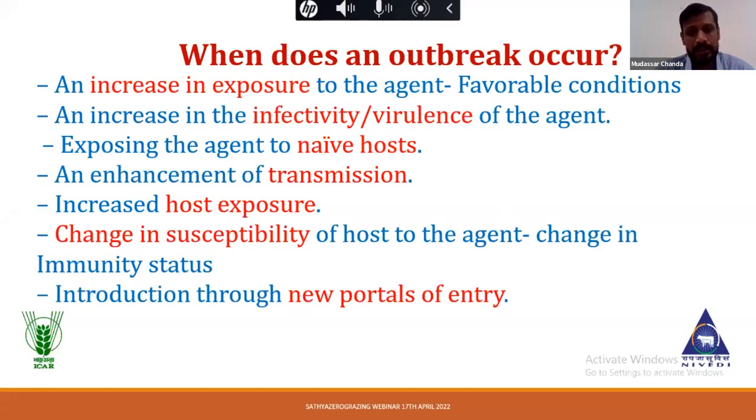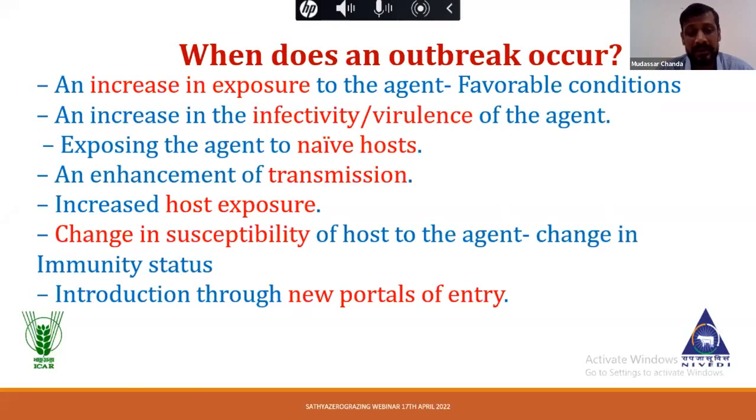In some cases, you also find there may be some increase in the infectivity or virulence of the agent. Some new serotype has come, a new strain has come. You all see now, the COVID example is a good one there. So that is one thing to remember, when it happens. Another important point is exposure of the agent to a naive host, or animals which have never been exposed. So those animals are highly susceptible to any disease.